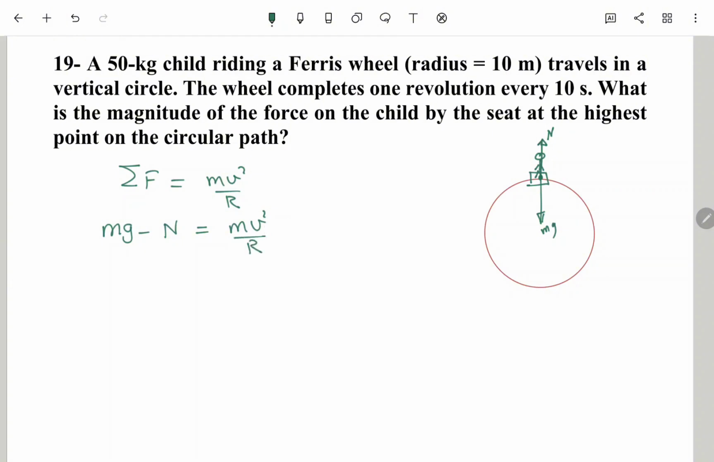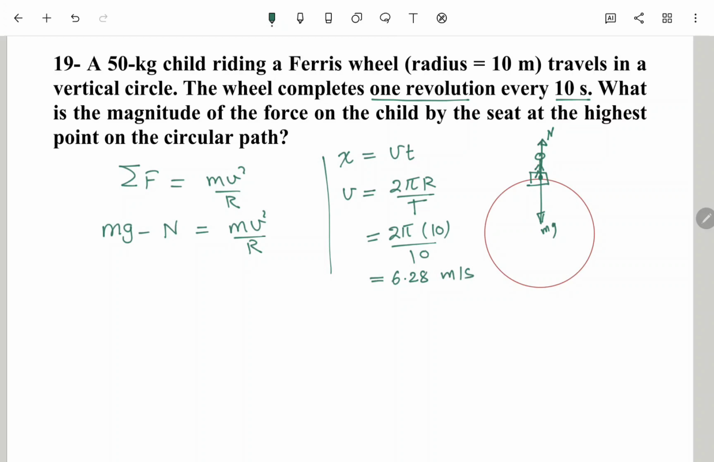Now to calculate v, remember from the equations of motion, x equals vt, and x is one revolution and t is 10 seconds. One revolution means v equals 2 pi r over t. When you calculate this, you will find v equal to 2 pi times 10 divided by 10, or in other words, it's equal to 6.28 meters per second.